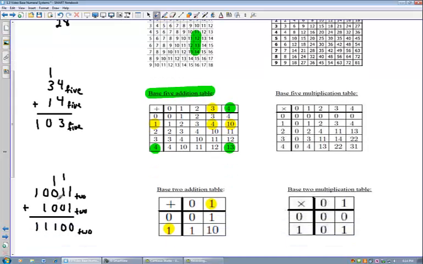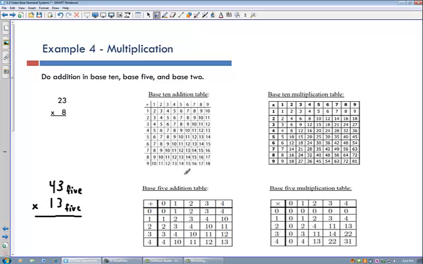All right, so that's how you do addition, and what you want to notice here is that it's exactly the same algorithm as base 10. You just use a different addition table. Now multiplication is exactly the same too, and so let's take a look at one example here.